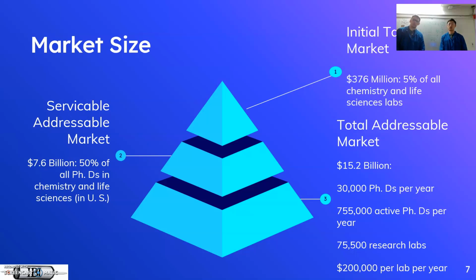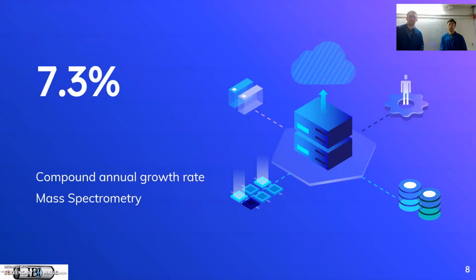Our serviceable addressable market is just 50% of all of these PhDs in chemistry and life sciences in the US, which amounts to $7.6 billion. Finally, our initial target market is $376 million, 5% of all of these chemistry and life sciences labs. Here's our annual growth rate for the field of mass spectrometry, 7.3%. This is projected to last from 2019 to 2025. In addition, the compound annual growth rate projected for the field of electron microscopy, which is the neighboring field, is 7.4%, giving evidence to the fact that this is around the correct rate.